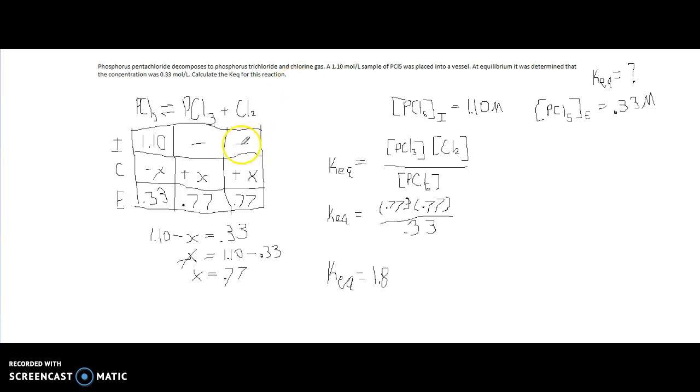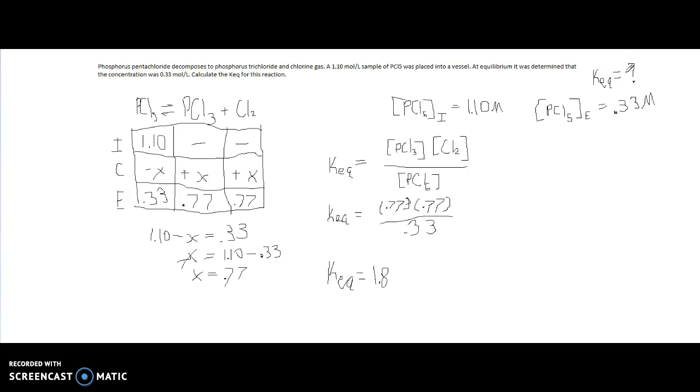So, from this, we know the equation: PCl5 yields PCl3 plus Cl2. We also are told up here that initially we had 1.10 molar PCl5, but it also tells us that at equilibrium, the PCl5 was 0.33. So we know all of this to start with. We know the equation, and we know PCl5 initial and PCl5 at equilibrium. They want us to find the KEQ.